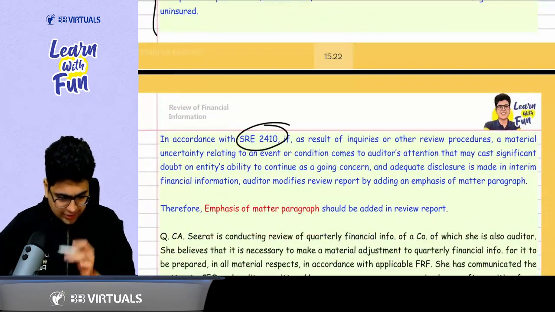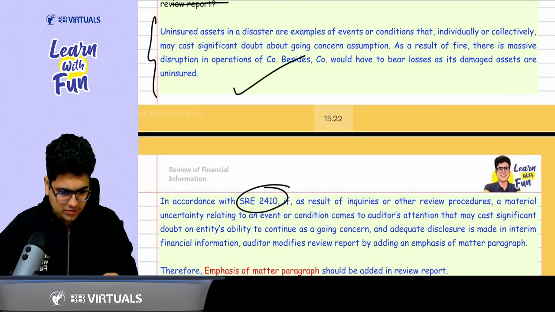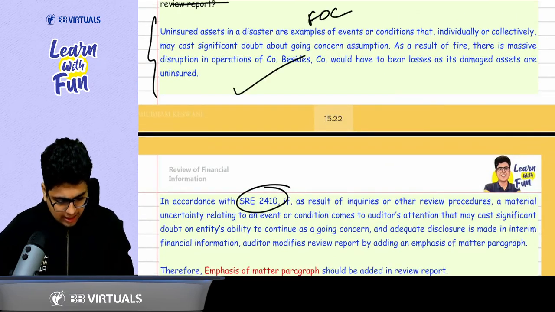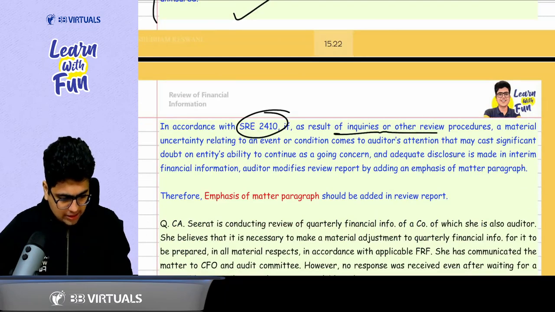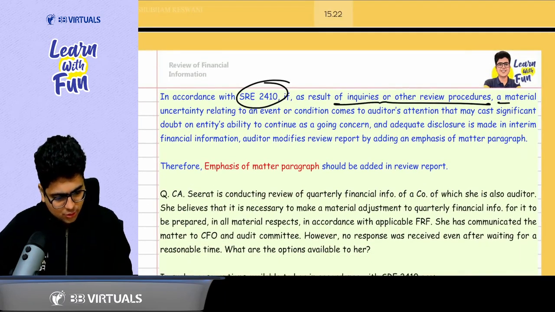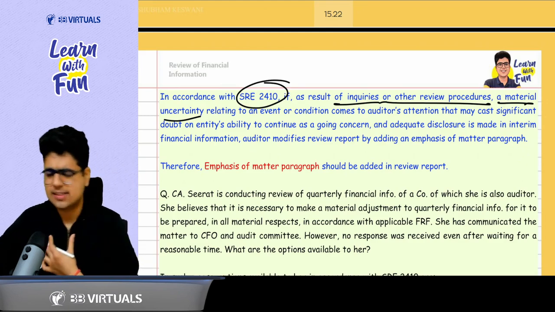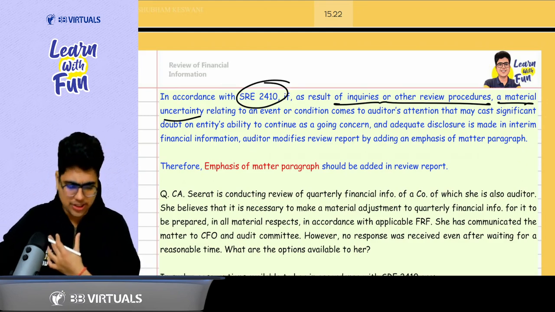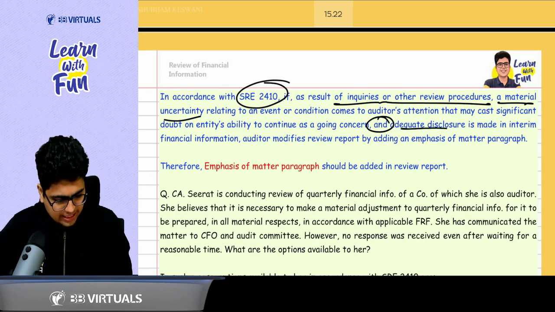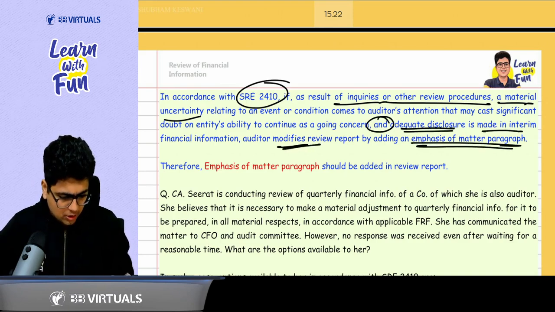So as per SRE 2410, first of all, they have given the facts of the case. Then it says that through inquiries or review procedures, you can get to know about a material uncertainty relating to event or condition that may cast significant doubt over entity's ability to continue as going concern. And wherever adequate disclosure is made, you will modify the report by adding an EOM para.